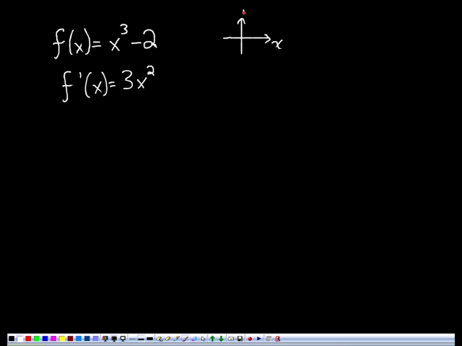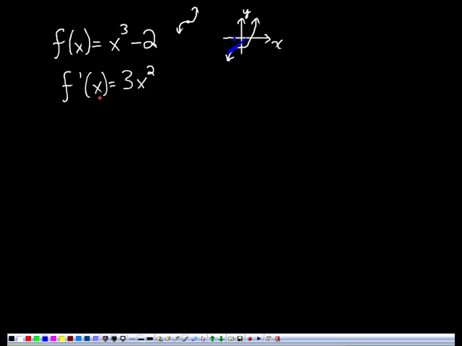So if I draw a graph of f of x, x cubed just looks like this. This point is at the origin, so the minus 2 shifts it down, and instead the graph's going to look something like this. A very rough sketch. That means at any x value we can compute the slope of the tangent line. So if I were to draw a tangent line at, say, x equals negative 1, that tangent line is about right there.